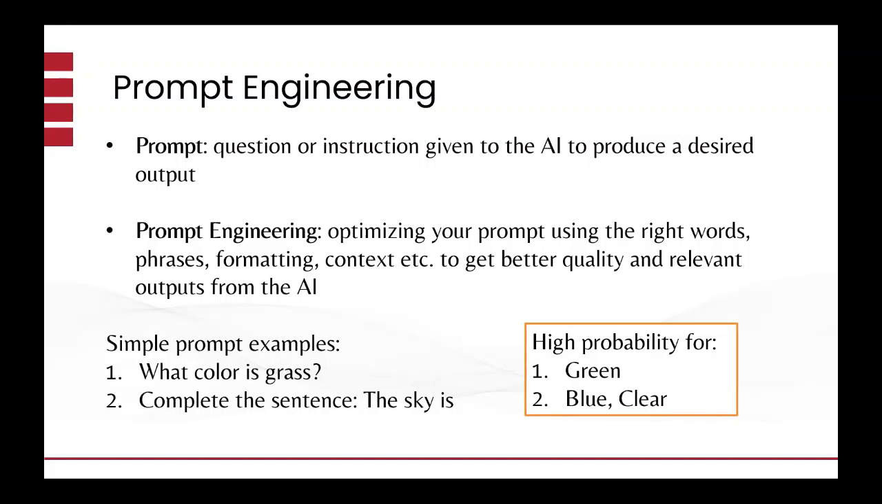So here we have a couple of very simple prompt examples. First of all, a question, what color is grass? And then a task, complete the sentence, the sky is. So these are very simple examples. We have a very high probability in the first one for green, so the answer most likely contains the word green. And in the second one, the sky is blue or sky is clear.